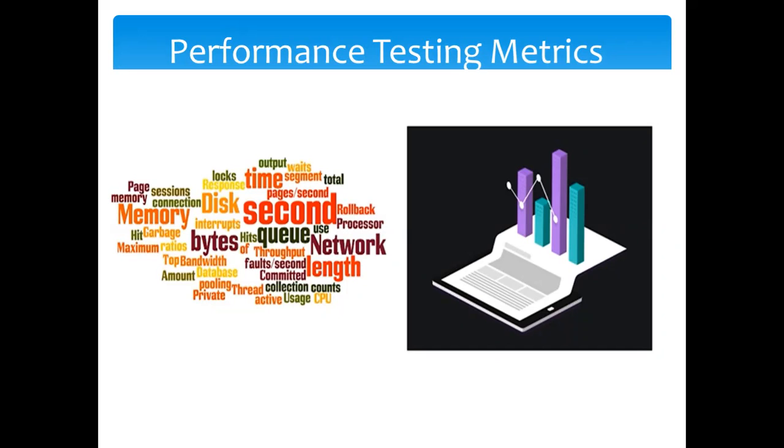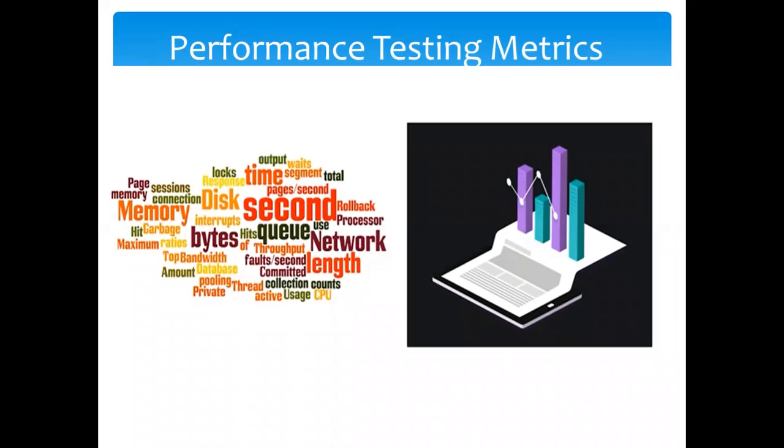So throughput, response time, rollback processors, faults per second, commitments, collections. These are some of the metrics we collect while doing performance testing or after completing it. Also maximum active sessions, at what ratios it is working, disk time, output, pooling, thread counts, and hits per second. These are what we verify in metrics.